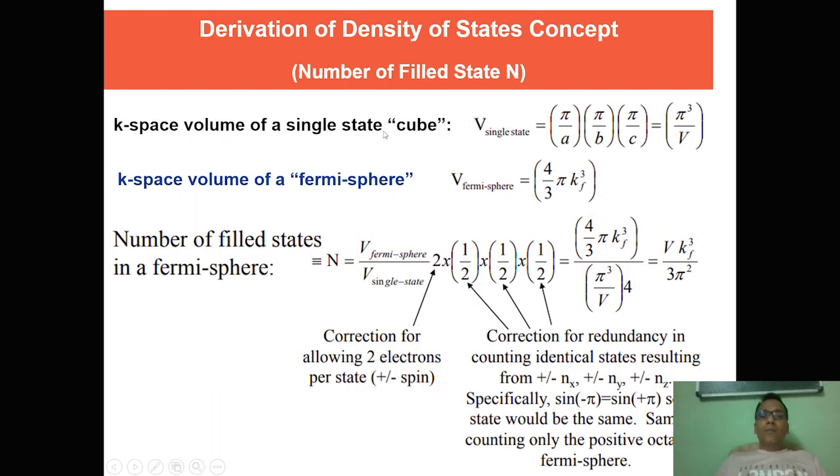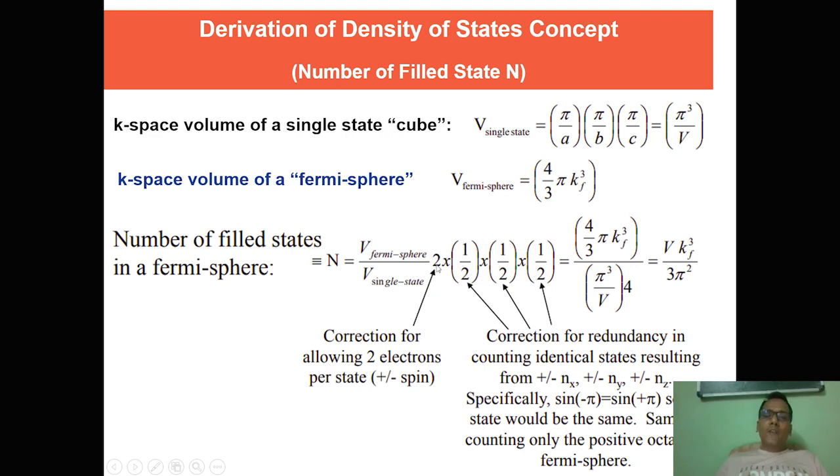So the k-space volume of a single state cube, this we have calculated, so that is π³/V. And the k-space volume of the Fermi sphere, it's just a sphere, so we'll use the formula 4π/3 k_F³, where this k_F is the radius of that Fermi sphere. Now the number of filled states in a Fermi sphere can be calculated, represented by N, and it is calculated by using this formula, where this is the volume of the Fermi sphere mentioned here, and this is the volume of a single state, calculated here, and these are some additional parameters.